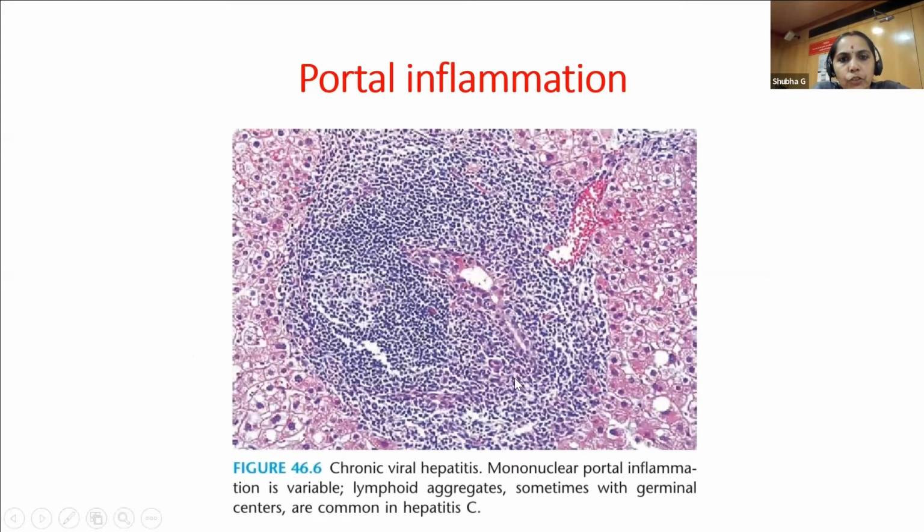So this is a picture which shows the chronic portal inflammation in chronic viral hepatitis, this is from hepatitis C. There's a dense mononuclear portal inflammation. There's a lymphoid aggregate with even germinal center formation. The portal tract itself is not visible clearly because of the dense mononuclear inflammatory infiltrate.